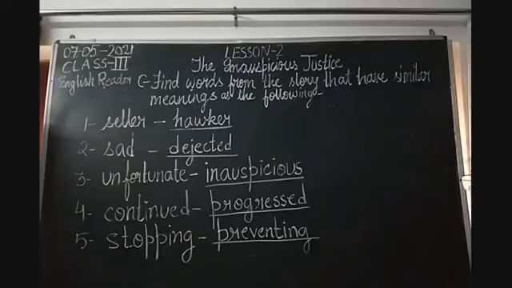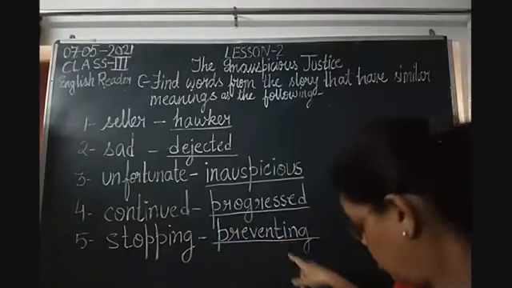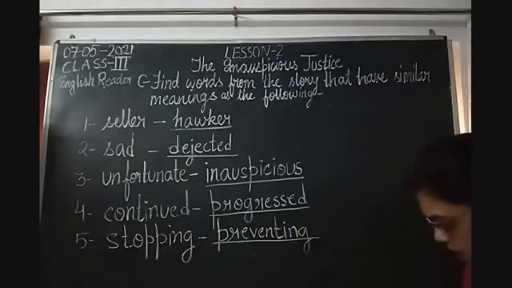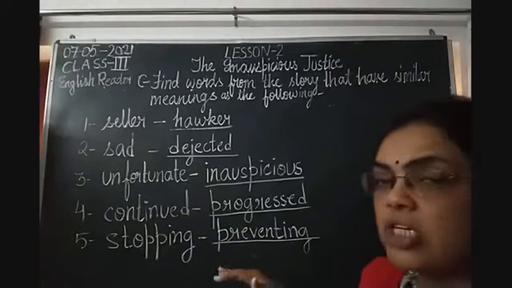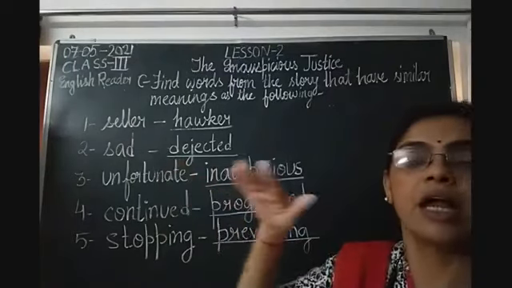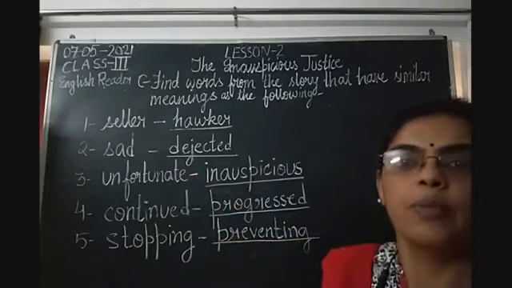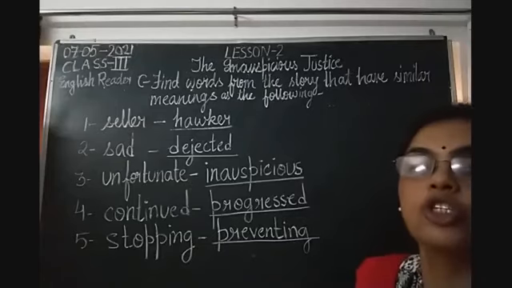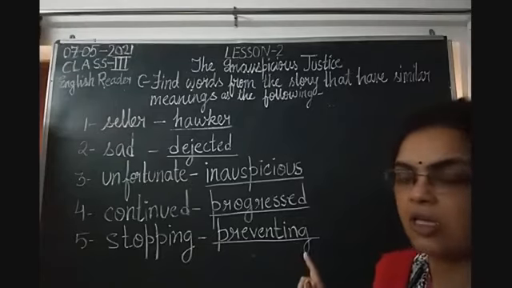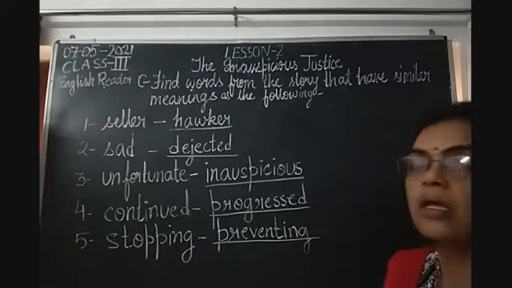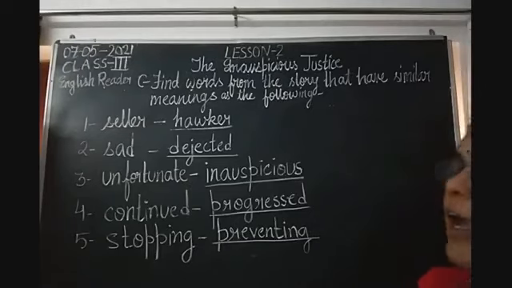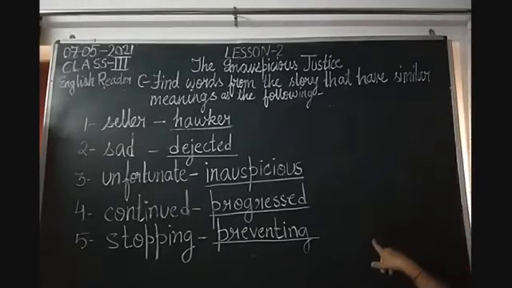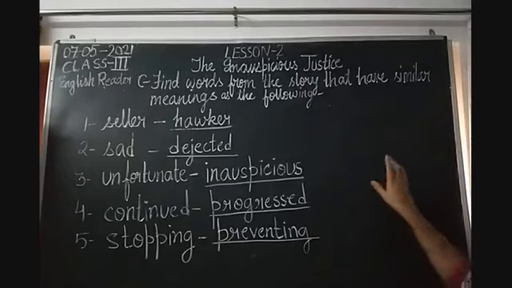And then the fourth word is continued. Continued means progressed. कोई भी चीज जो आगे बढ़ती है. Continued, आगे बढ़ना, progress करना. And the fifth word is stopping. Stopping means preventing. रोकना, किसी भी चीज को रोकना. So, preventing. Fine. I hope everybody has written these words in their book. Students, you need to learn them.